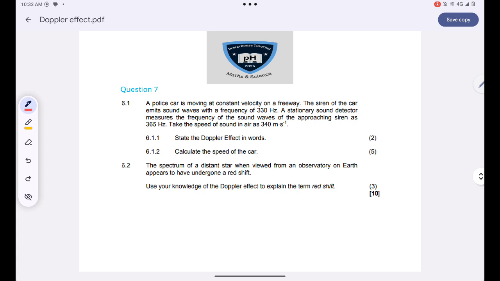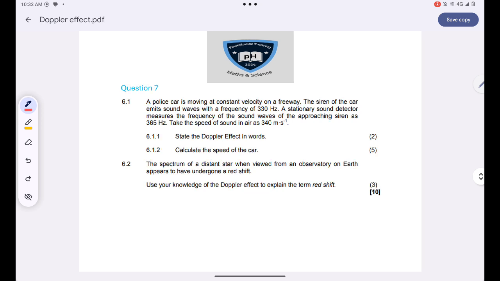A police car is moving at a constant velocity on a freeway. The siren of the car emits sound waves with the frequency of 330 Hz. A stationary sound detector measures the frequency of the sound waves of the approaching siren as 365 Hz. Take the speed of sound in air as 340.